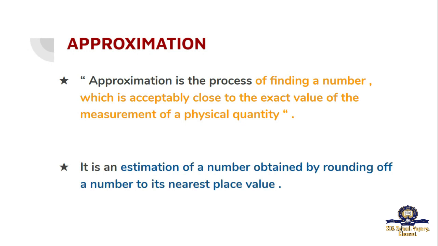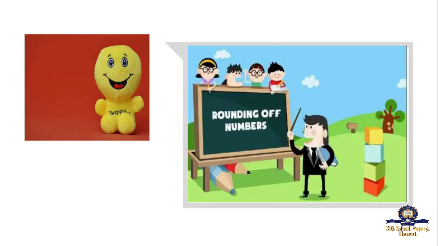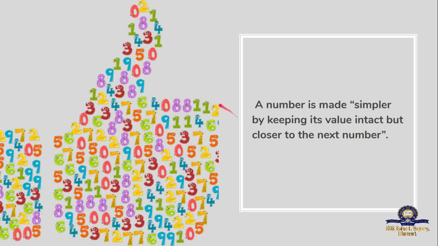Next, we will go to rounding off numbers. When doing calculations, generally we will use calculators. The calculator shows the answer in too many digits, right? For simplifying those digits, we use rounding off. Here I will give the simple meaning for rounding off numbers: a number is made simpler by keeping its value intact but closer to the next number.